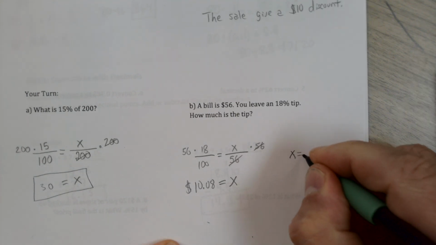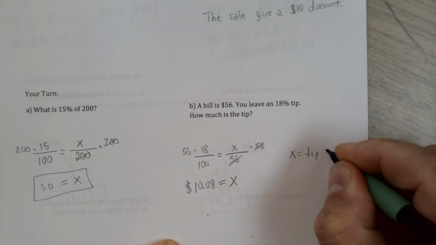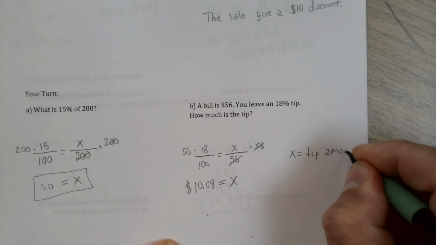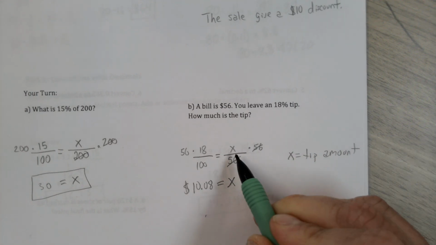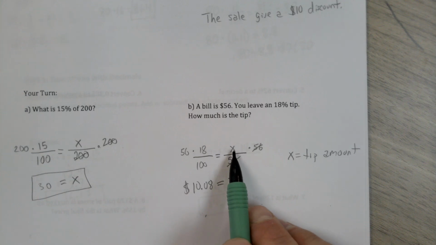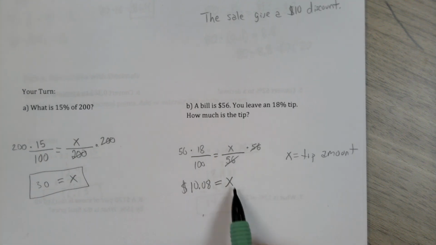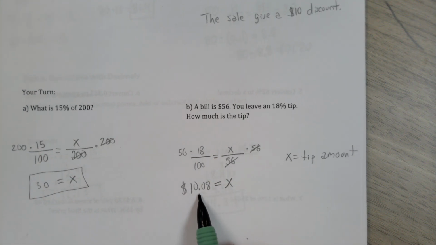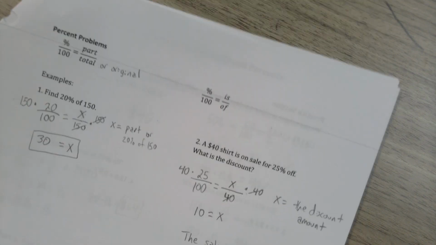I should have put the tip amount for X. A lot of times when I just put a letter, this can get confusing. It's like, what's that supposed to be? But since we know we're trying to find the tip amount is what X is, once we find out what X is and we get a number, we know, oh, that's how much you should tip on a $56 bill. All right, let's flip to the last page.